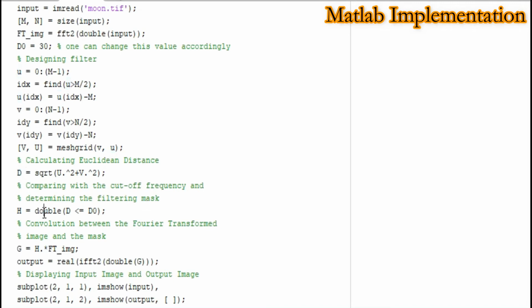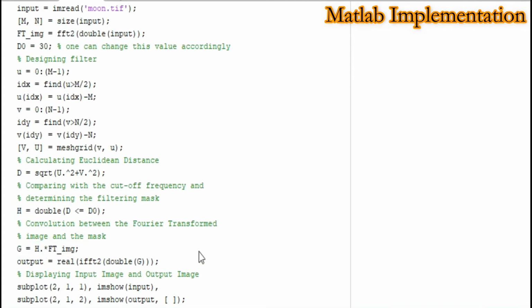After finding the distance value, we calculate the filter: double d less than d0. If the value is less than d0, then the convolution mask or filter mask h becomes 1, otherwise the h value is 0. After that we multiply h with f. We know the basic model of filtering: g of u comma v is equal to h of u comma v into f of u comma v. So g is equal to h into f. Here h is the filter function and f is the Fourier transform output. So this performs the filtering operation.